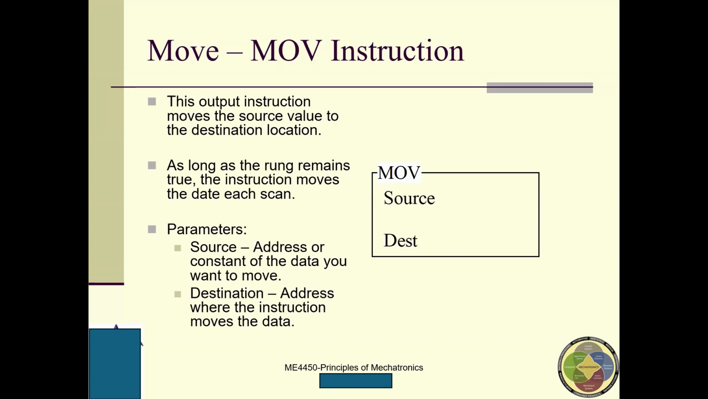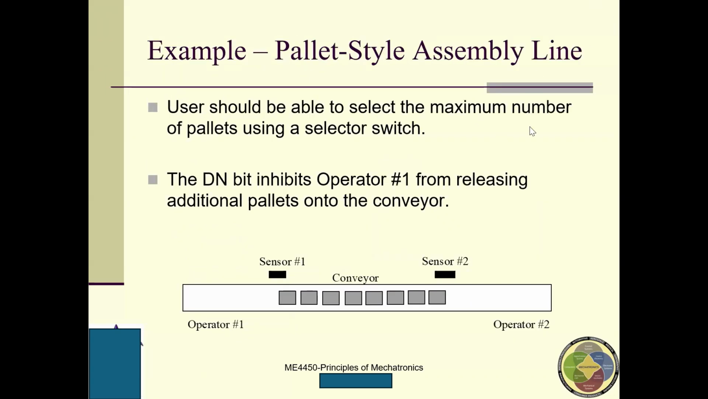And then we are going to use an example to illustrate how we use these three tools. So this example is here, and we have a conveyor belt. We have a sensor 1 and a sensor 2. Suppose here is operator number 1, and there is operator number 2.